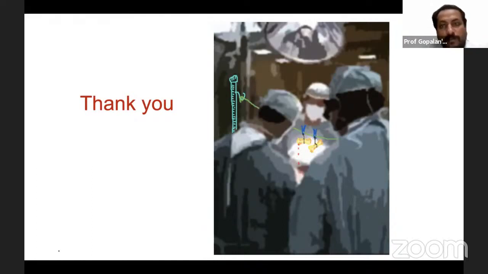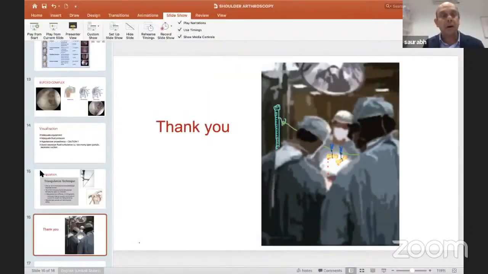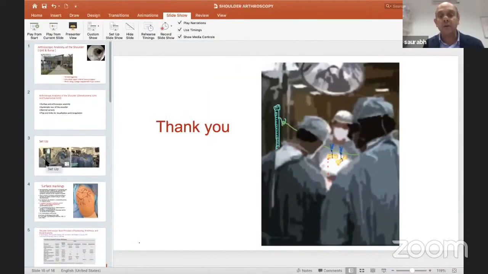Couple of questions, Saurabh. What is the position that you use normally? Is it beach chair or lateral? And what is the rationale? Yeah, so you use a beach chair position. I'll take you to setup.